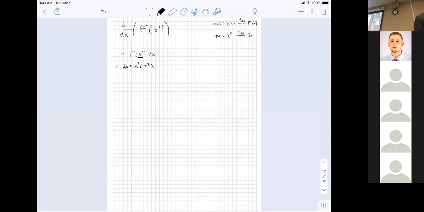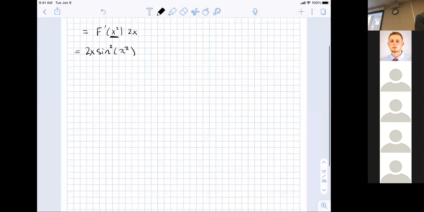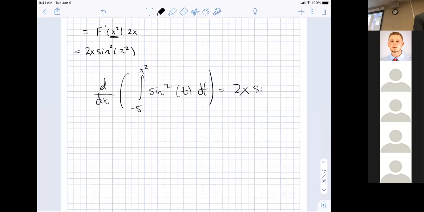So our answer for that last problem, by the way, is the derivative with respect to x of the integral from -5 to x squared of sine squared t dt is equal to 2x sine squared of x squared. Pretty wild.